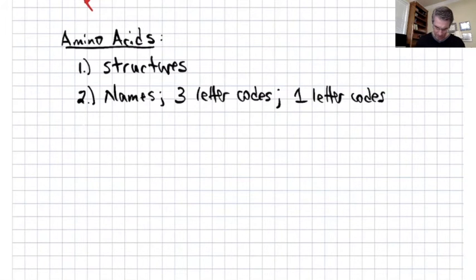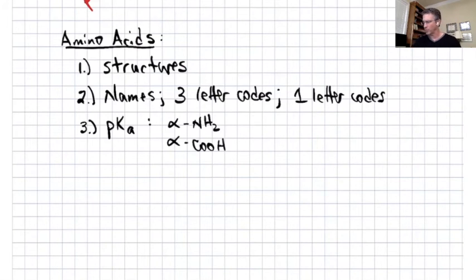Okay. Third, you need to learn the pKs of the critical groups. You know, the alpha amino group, the alpha carboxylate group. You need to know the pKs of those groups in general. And it's interesting, right? You look in a textbook, you're going to find that they're not all exactly the same, right? They're going to change a little bit. Probably worth thinking about why that would be the case. We can talk about that a little bit later.